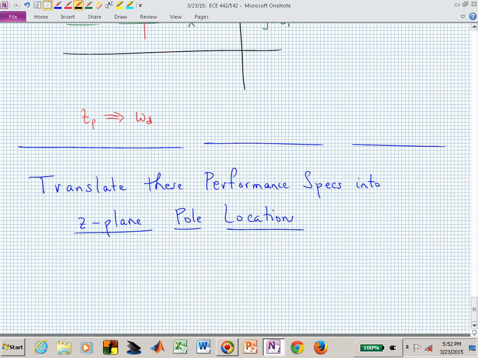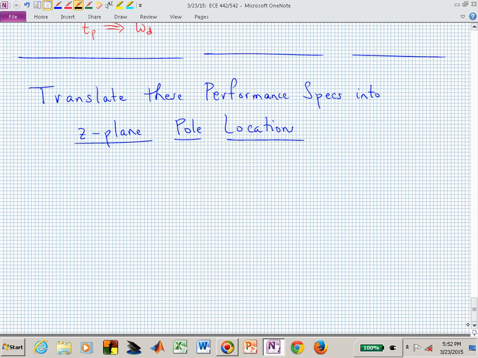All right. Now, let's translate these. Now you can get out your writing utensil and start writing down with me, following along. And we want to now translate these z-plane pole locations, or translate these design specs into z-plane pole locations. And we'll do that with our trusty relationship, z is equal to e to the st.